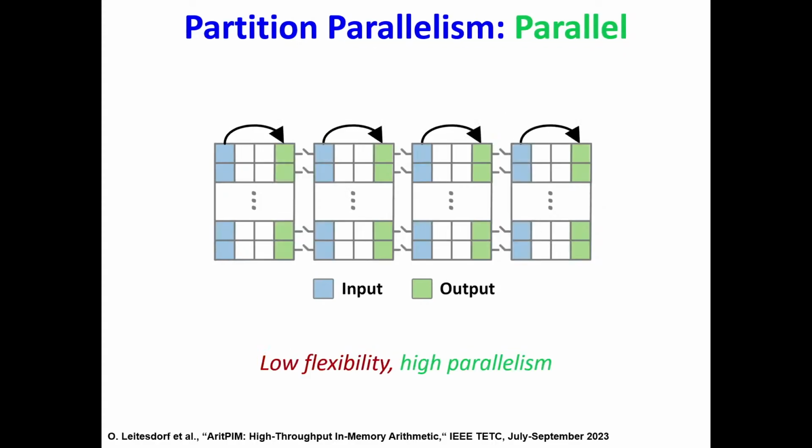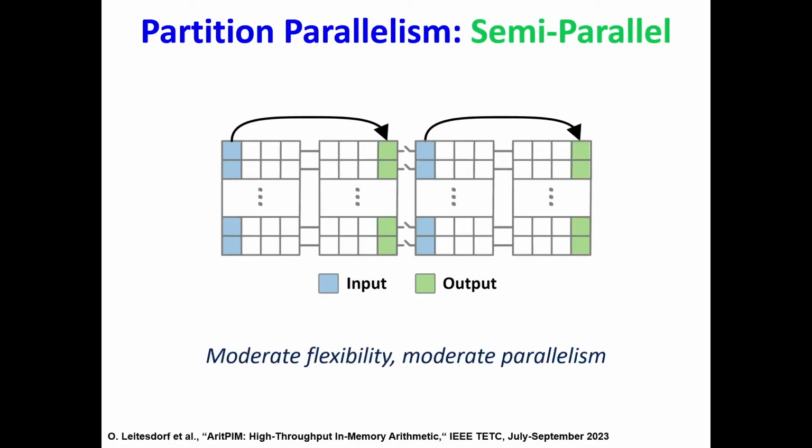The other side of that is to disconnect all partitions, and now we have maximum parallelism, but we don't have flexibility because the operations can be done only within the partition. So the inputs and outputs must be on the same partition. And we can, of course, have something in between. For example, disconnect half of the partitions and connect all the others. And by that, we have more flexibility and more parallelism, but limited.